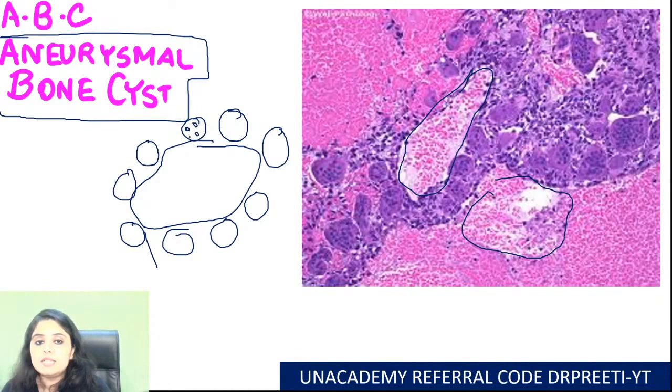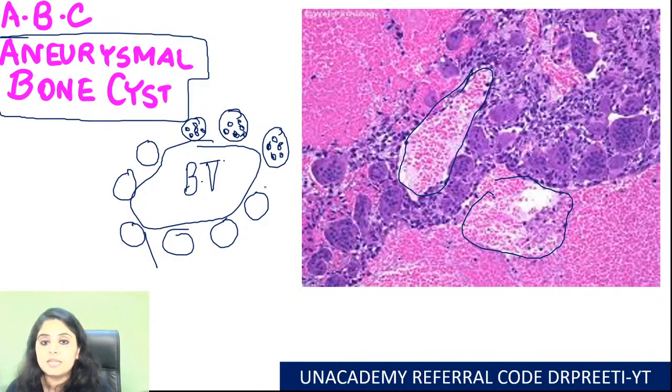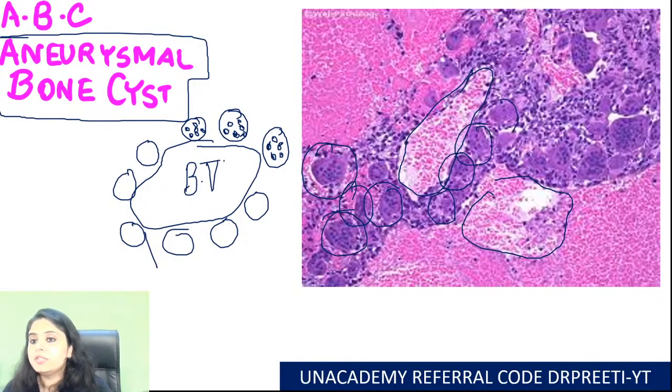You can see multinucleated giant cells which are lining the dilated channels, the blood vessels. So you can see them lining. Here, can all of you appreciate these cells? Can everyone appreciate clustering of these cells around the blood vessels?